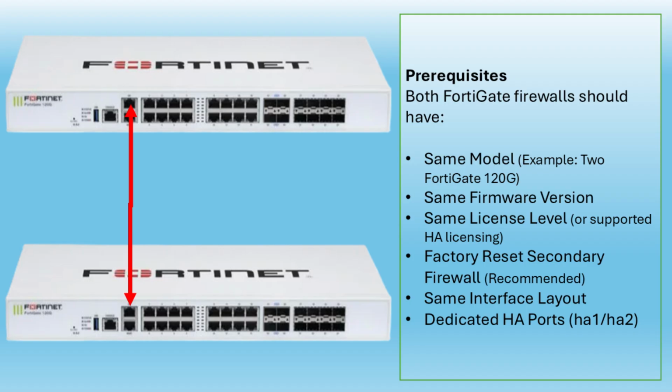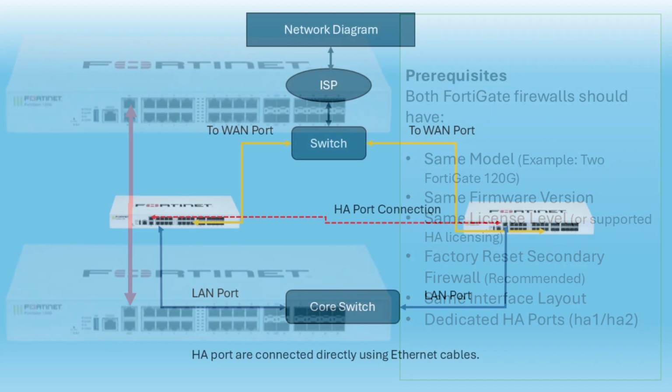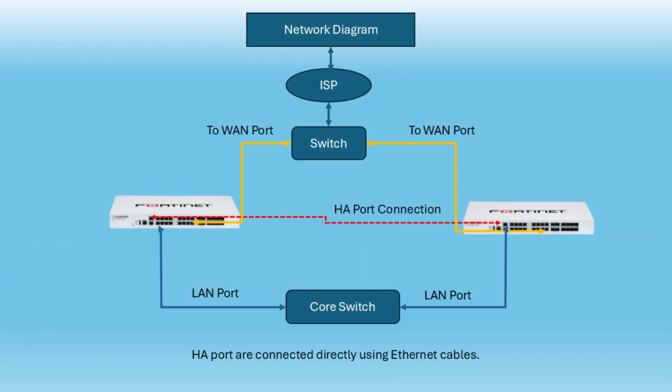The fifth one is that the interface layout of both firewalls should be the same, and both firewalls should have a dedicated HA port. Either it will be HA1 or HA2, but in FortiGate 120G there is only one HA port. So let's go to the next image.